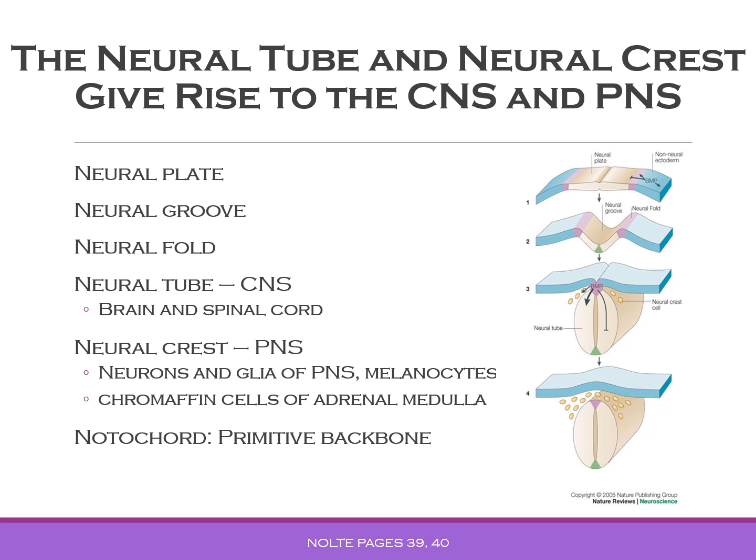Those are going to be our neurons, our glia of the peripheral nervous system, melanocytes, chromaffin cells of the adrenal medulla, and then our notochord, which is going to be our primitive backbone here as well. So neural crest, peripheral nervous system is the one that you really want to remember out of these things.